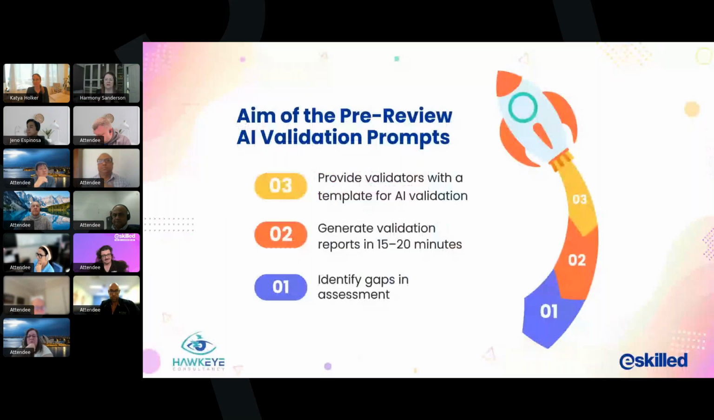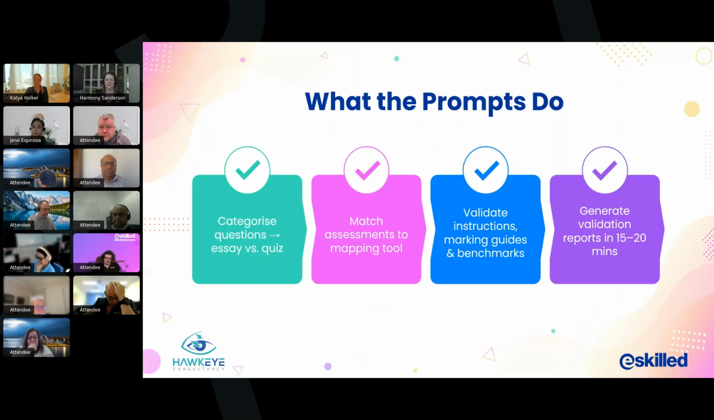So the purpose of these pre-review AI validation prompts is to identify general gaps in assessment using prompts to assess candidate instructions, marking guides, benchmark criteria, and answers, to reduce validation time to around 15 to 20 minutes for a full validation report, and to provide a baseline template that can be further customized and refined in line with unit requirements. These prompts do 4 key things.